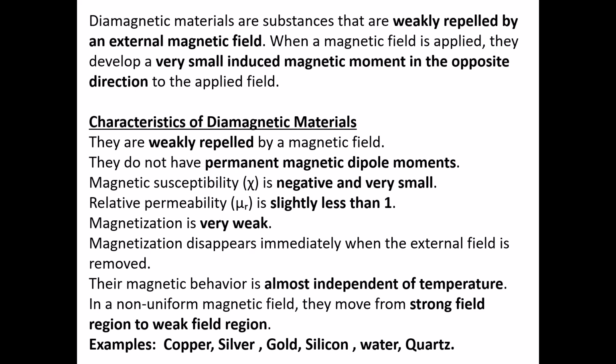They do not have permanent magnetic dipole moments. Magnetic susceptibility is negative and very small. Relative permeability is slightly less than 1. Magnetization is very weak. Magnetization disappears immediately when the external field is removed. Their magnetic behavior is almost independent of temperature. In a non-uniform magnetic field, they move from strong field region to weak field region. Examples: copper, silver, gold, silicon, water, quartz.